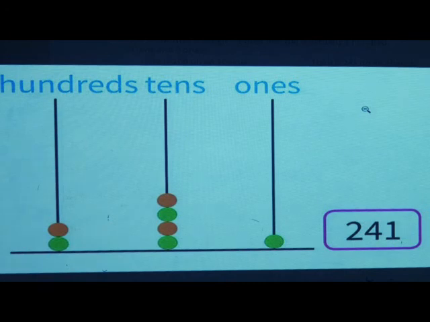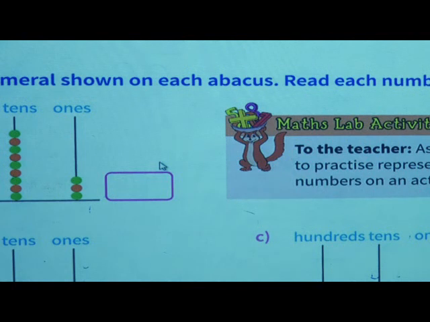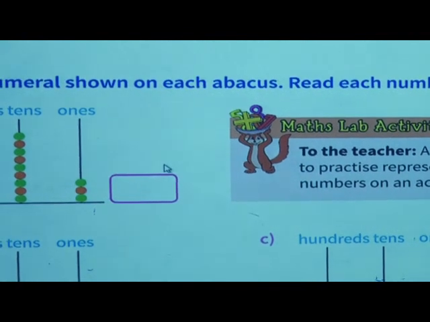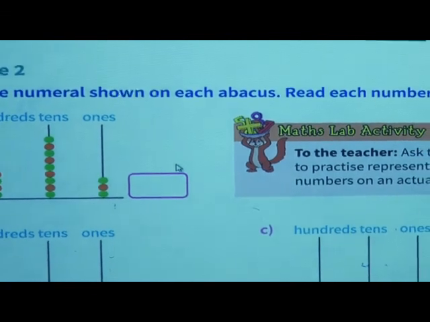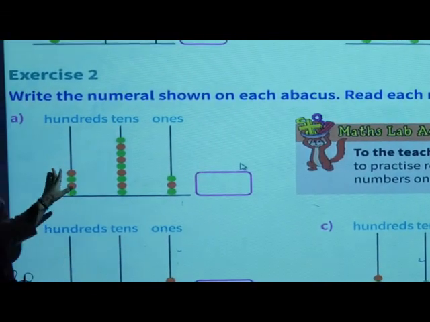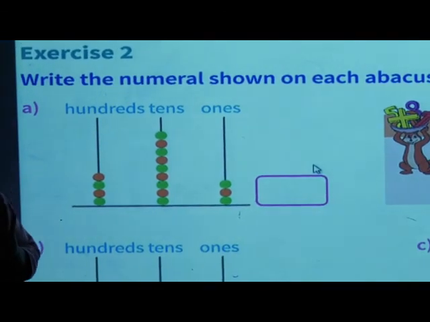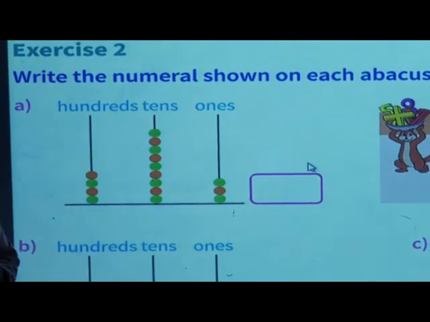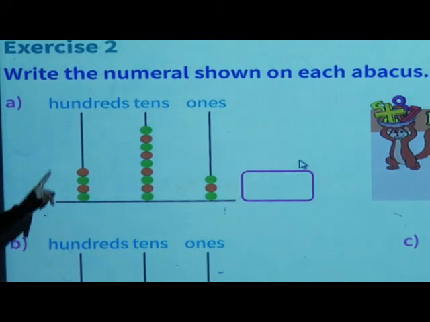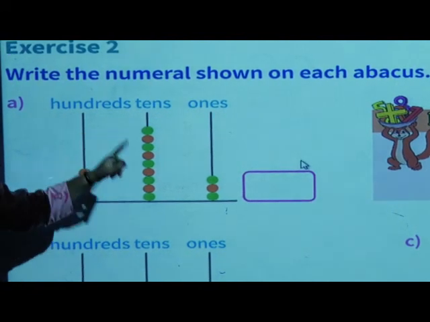Now in this way we are going to solve exercise 2. Write the numeral shown on each abacus, read each number aloud. Now see here, we want to solve exercise A. Hundreds, tens, ones. Whenever you are writing a 3-digit number, you should spell hundreds, tens, ones.